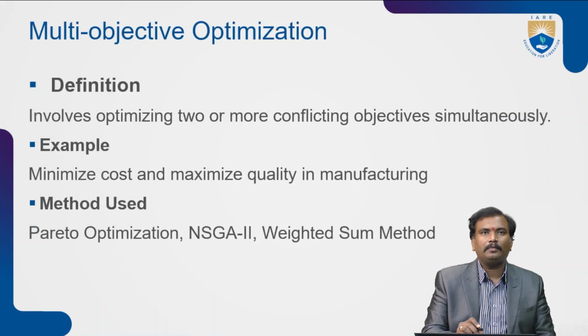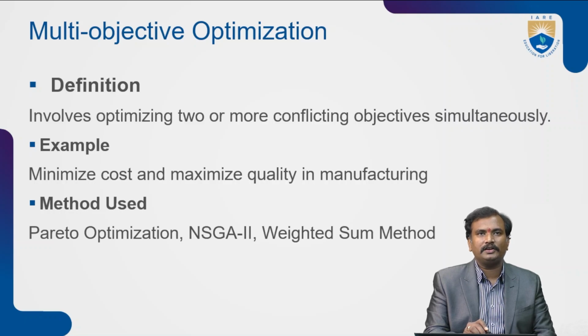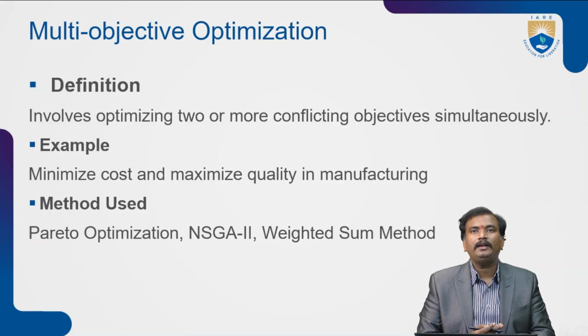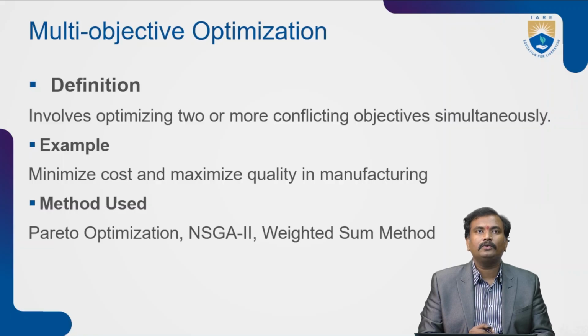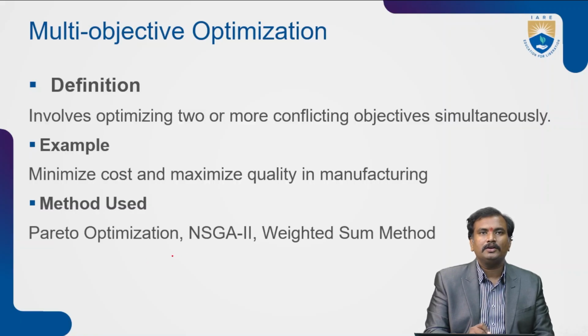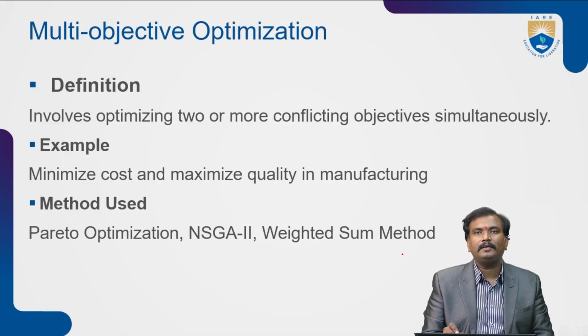And multi-objective optimization. We may have multiple objective functions, that is, optimizing two or more conflicting objectives simultaneously. Whenever we have two or more objectives, for example we need to minimize the cost and maximize the quality in manufacturing, then we call that particular optimization multi-objective optimization. The methods used are Pareto optimization, NSGA tool, and weighted sum method.